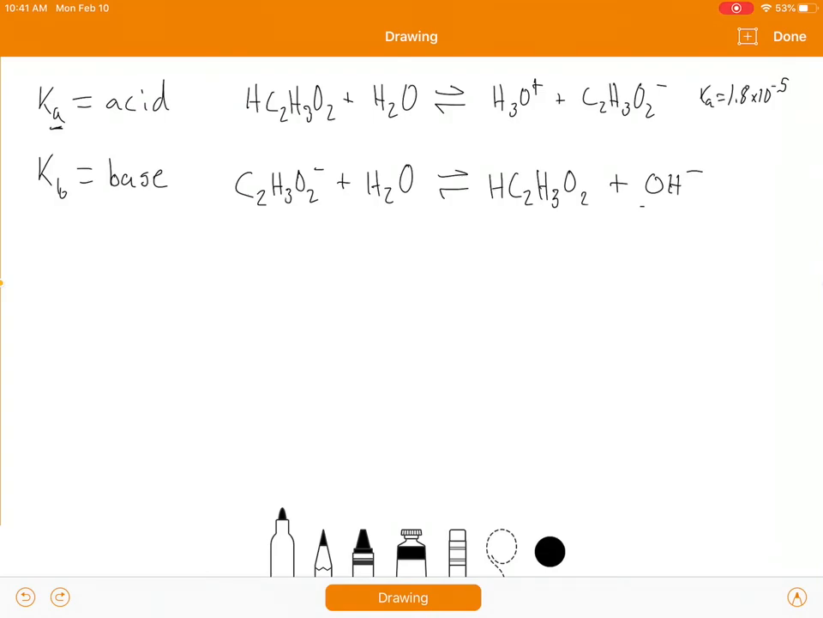So we want to find the Kb value. We want to find the equilibrium constant for this equation. Well, how do we do that? Acid-base conjugate pairs kind of go together. If you take the acid part and get its Ka value, and then you have the base part and you get its Kb value, and you multiply them, it will always equal 1 times 10 to the negative 14th, which is Kw. You'll recognize that from before.